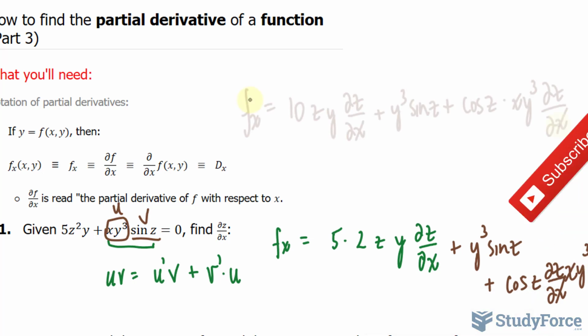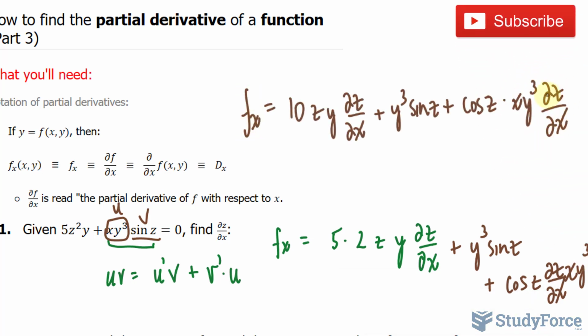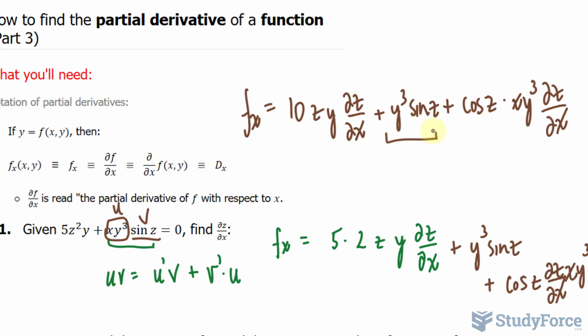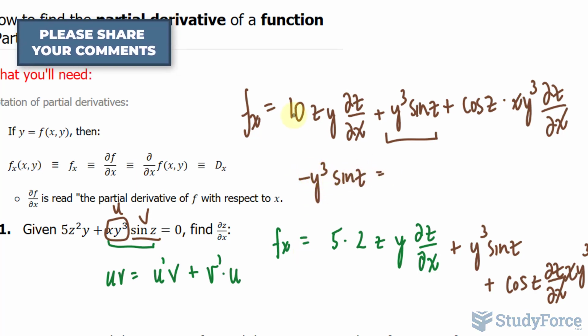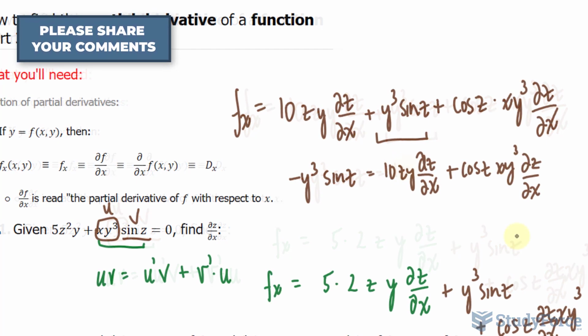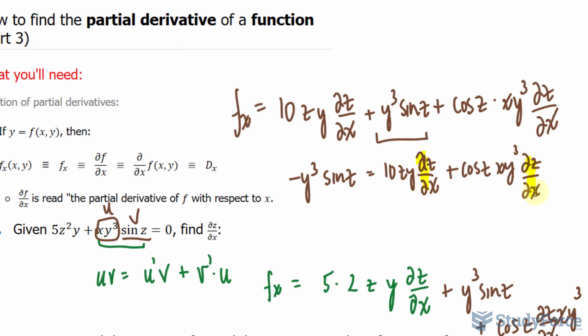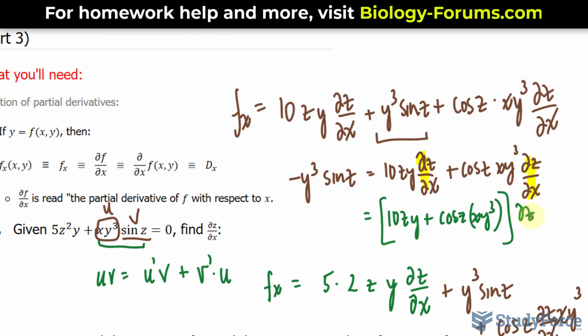If we clean this up, the next step is to isolate for the partial derivative of z with respect to x. And the way we do that is by bringing this term, which doesn't have this as a factor, over to the other side, therefore giving us negative y to the power of 3 sine z is equal to the two terms that were left behind. Now, we can factor out this on the right side, leaving us with 10zy plus cosine z xy cubed. And all of this is in brackets.